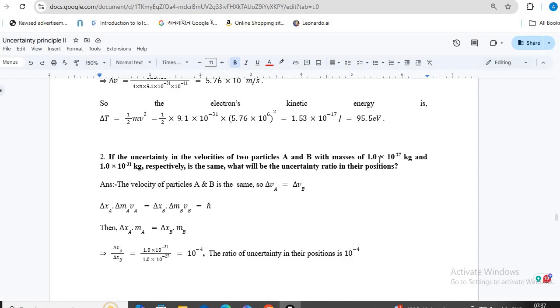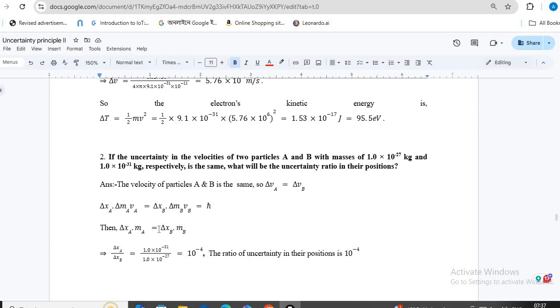Given that the masses are given, and it is also mentioned that the velocity uncertainties are equal, so del VA and del VB are equal. So as per the uncertainty relation, del x and del px for A and B, in the minimum condition this must be equal to h cross by 2.